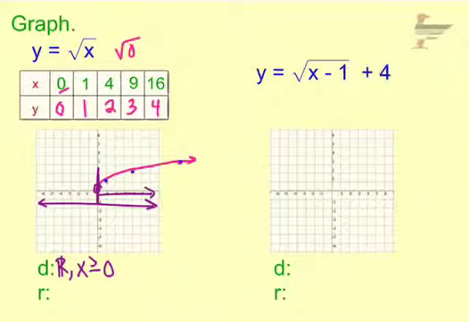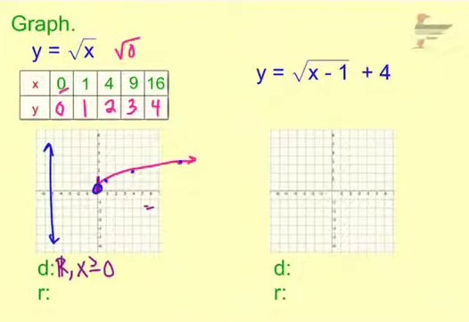Now let me erase this so we can talk about the y values. The y values, or the range, go up and down like this. If we look at the start of our graph right here, notice everything on our graph is above the value 0 for the y. So our range is all real numbers, y is greater than or equal to 0. With our square root functions, if we start at the origin like this, that is going to be our domain and range. Once we start shifting it, though, that's going to change.